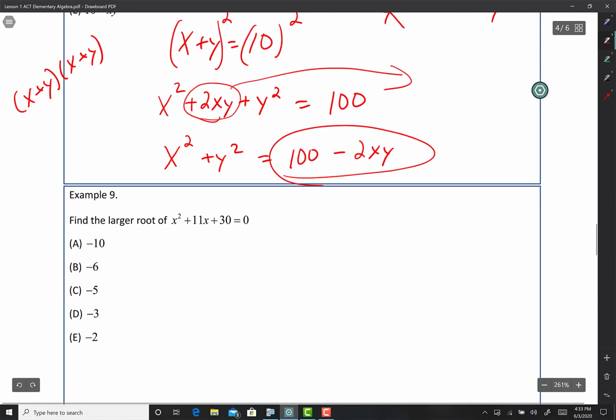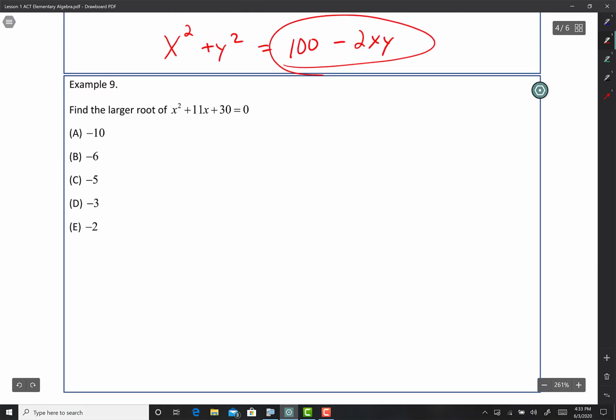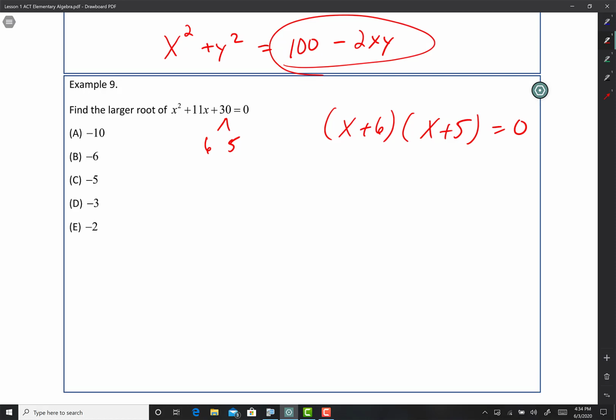Yay. All right, let's keep going, guys. Find the larger root of x squared plus 11x plus 30 equals 0. All right, let's factor that out. That looks like it's easily factorable. 6 times 5 is 30, and 6 plus 5 is 11. So I can rewrite this as (x plus 6)(x plus 5). And from there, my roots are x equals negative 6, x equals negative 5.